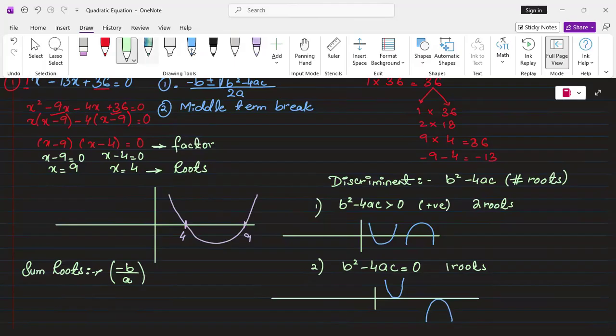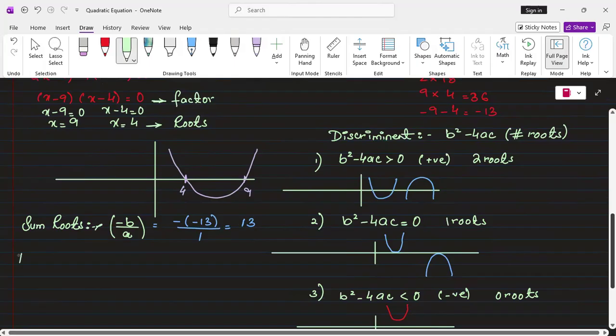For example, if I just apply this formula in the given equation, the value of b was 13, so minus b means minus 13 upon a is 1. So the final answer would be simply a positive 13, right? So if I sum the values, 4 plus 9 is actually equivalent to 13. So instead of doing all this hard work by solving this equation and figuring out the values, x is 9 and 4, I can just simply say minus b upon a is equivalent to 13, then sum of the roots is also equivalent to 13. That's it.